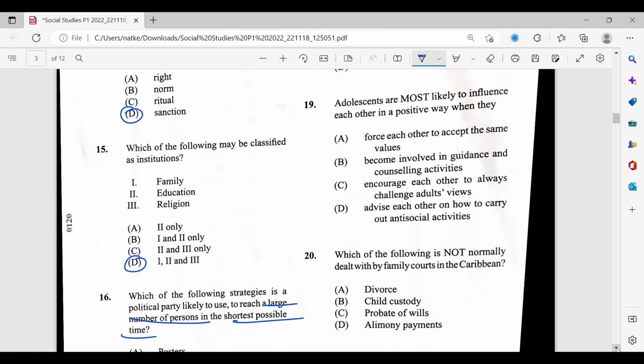Number 19. Adolescents are most likely to influence each other in a positive way when they force each other, can't be positive, become involved in guidance and counseling, encourage each other to always challenge adult views, or advise each other on how to carry out antisocial activities. So the answer for 19 is letter B.